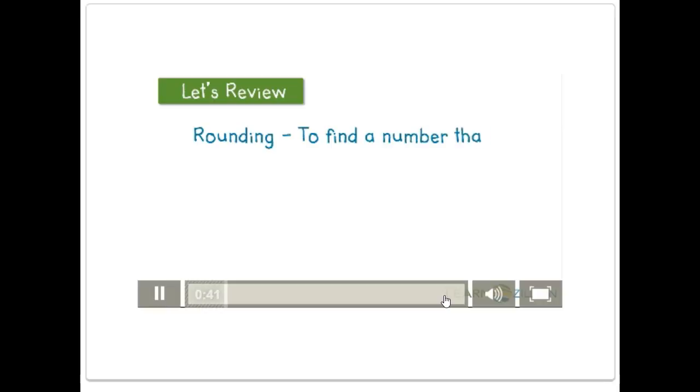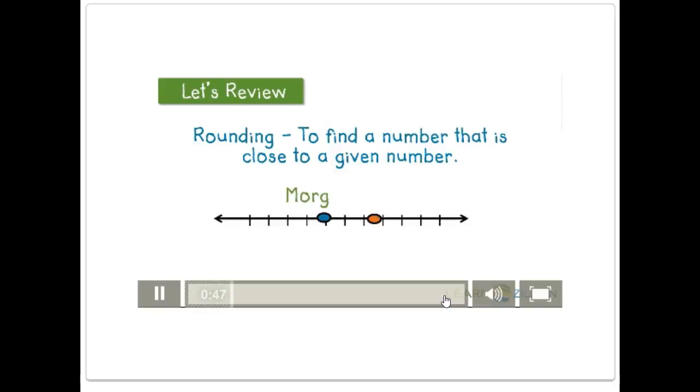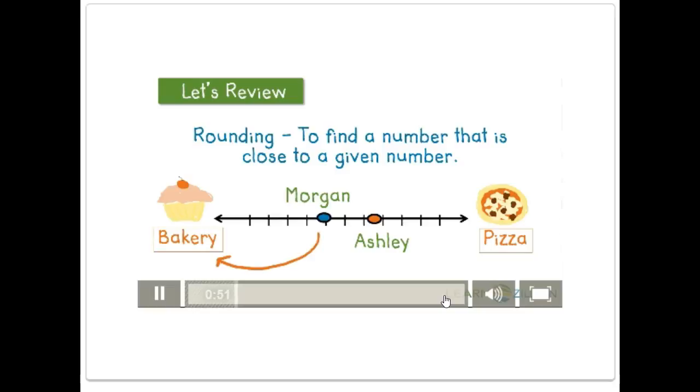Let's also review the definition of rounding. Rounding means to find a number that is close to a given number. Here we'll use a real-world example. Morgan is closest to the bakery, so she'll pick up the cupcakes. And Ashley is closest to the restaurant, so she'll pick up the pizza. The same is true for numbers on a number line. They will go to the nearest benchmark number.